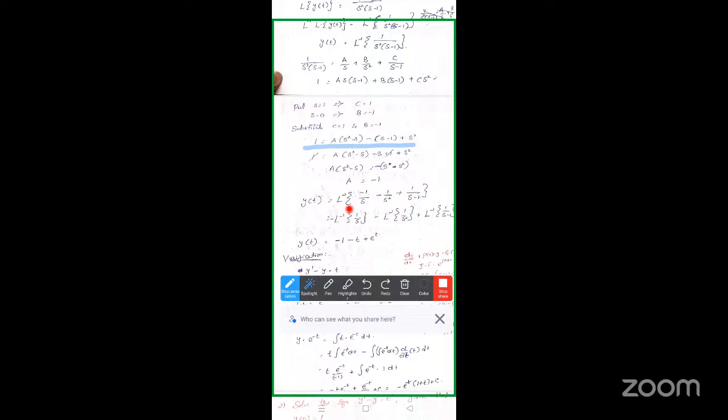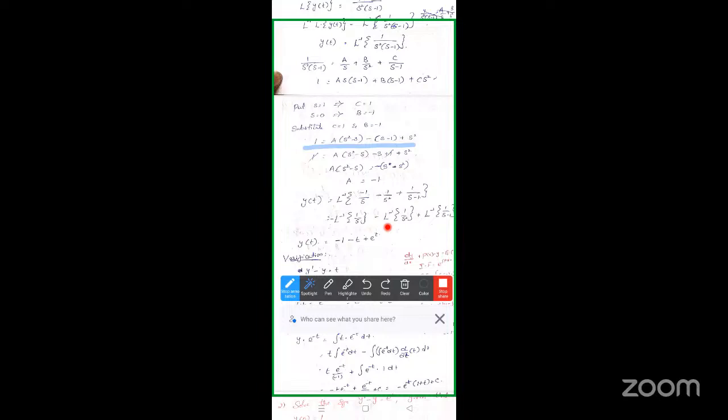Next, by using the linearity condition, we separate each and every term and take L inverse of each term: L inverse of 1 by s minus L inverse of 1 by s square plus L inverse of 1 by s minus 1. We know that L inverse of 1 by s is always 1. So that is minus 1. Next, minus L inverse of 1 by s square, so that is t power n by n factorial.